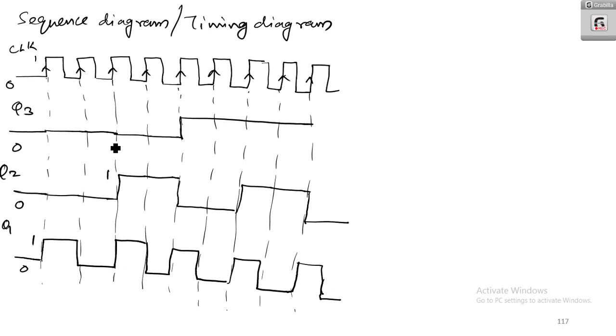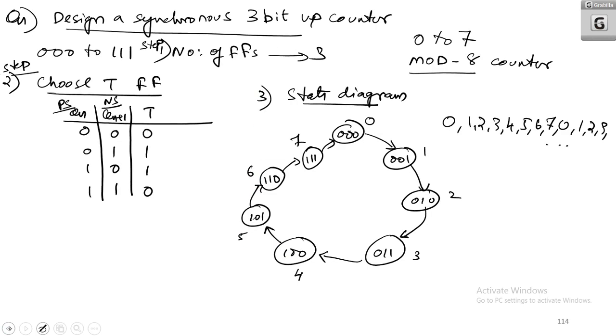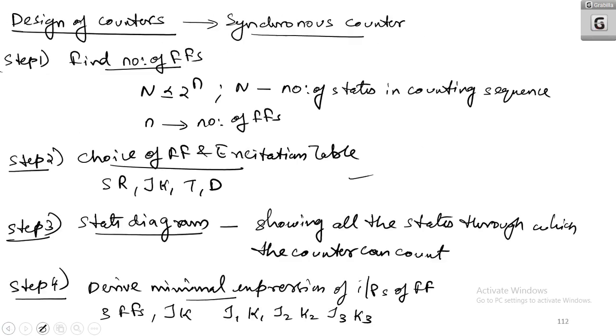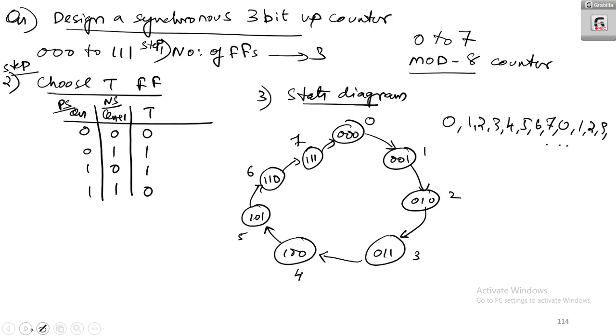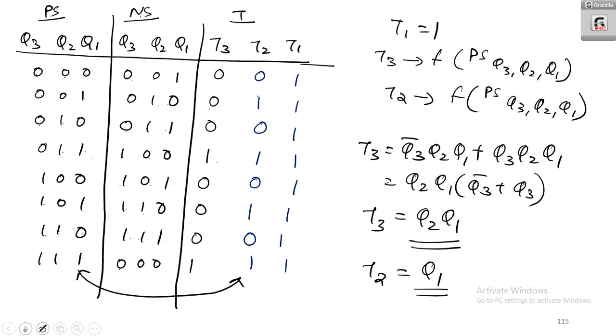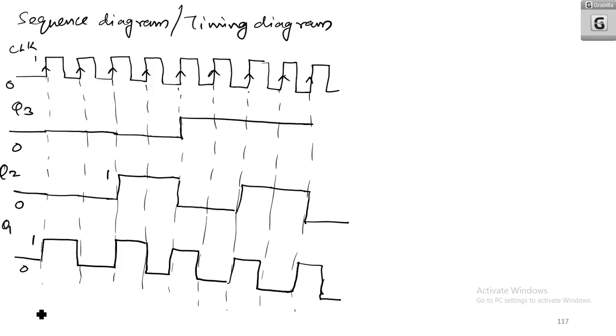So this is basically the sequence diagram or timing diagram. In this lecture what I have shown is the design of a synchronous counter. The steps to be followed are: find the number of flip-flops, choose the flip-flops, draw the state diagram, and derive the minimal expressions for J and K in terms of Q3, Q2, Q1. Then draw the logic diagram and draw the sequence. I have performed an example for you using T flip-flops, and I have drawn the logic circuit and the sequence diagram. Thank you.